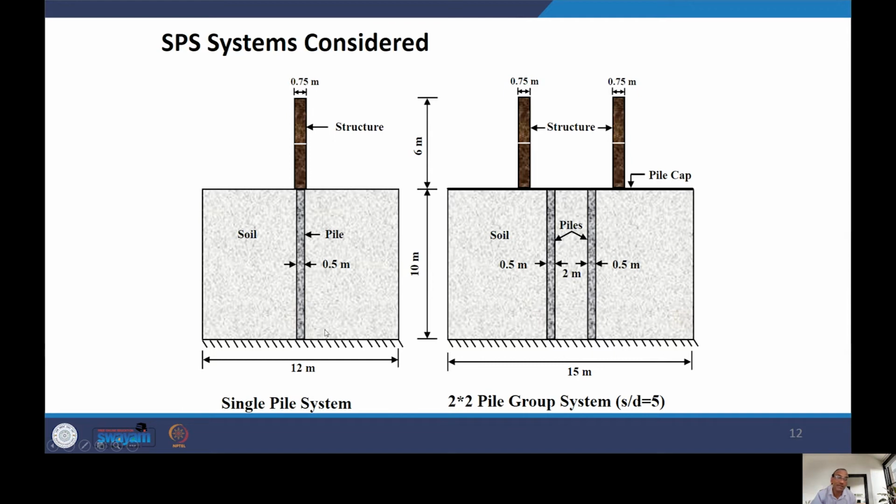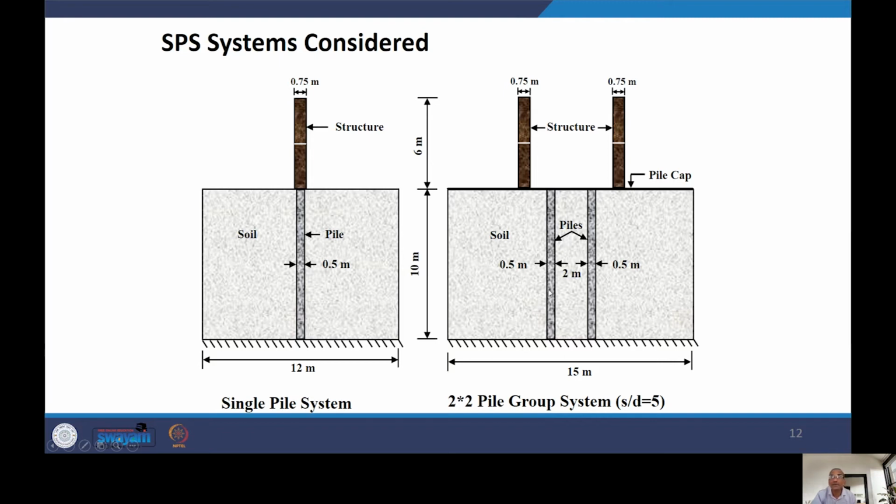Here you have the soil and the pile, and the pile is assumed to be resting on the bedrock. And the top of that structure is there. In both cases, the height of the structure is the same. The dimension of the piles, diameter and height, is the same. The only difference is that you have considered a single pile here, but here it is a 2 by 2 pile group. That means 4 piles there. 2 piles you can see.